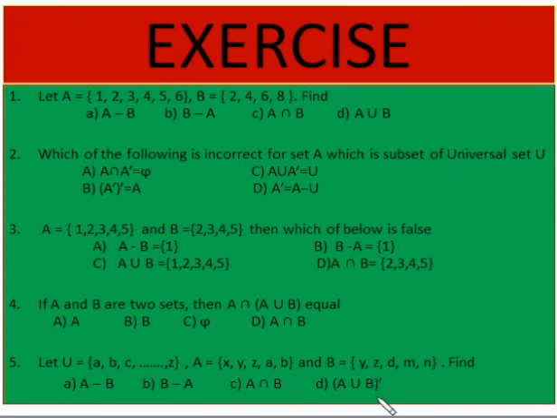This way we will do all these things, and you also do the exercises from your books and try to find them.